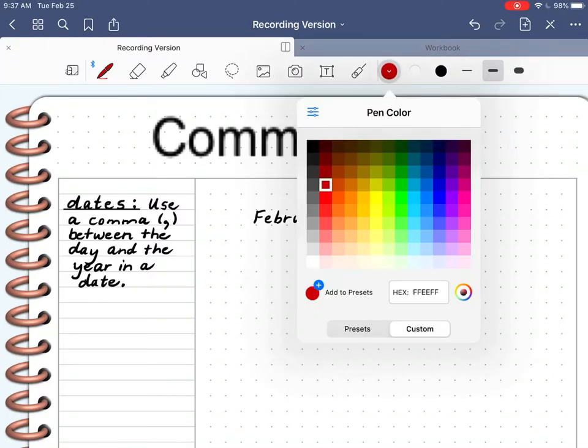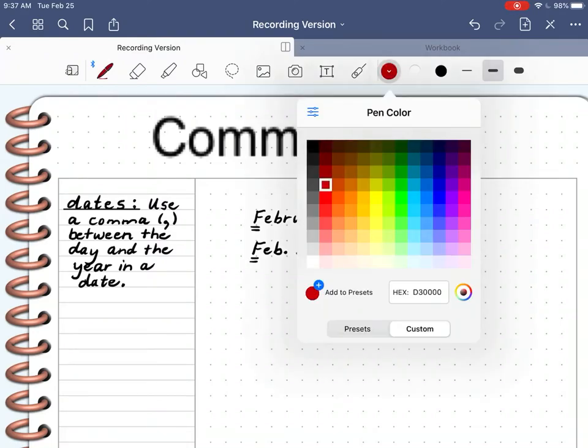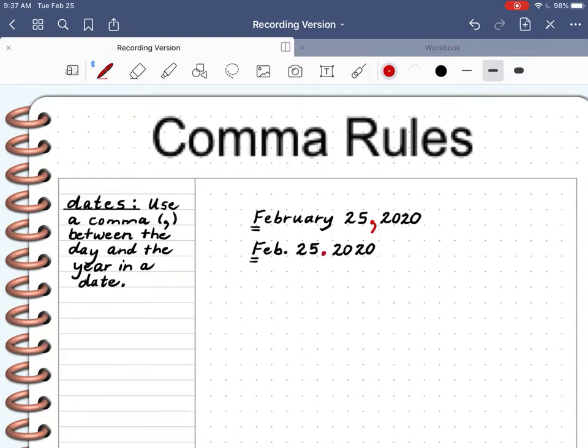I have had the question before from students, what if I abbreviate February? And notice that I'm capitalizing the name of the month. That is always going to happen. Even if you abbreviate, you still use the comma between the number of the day and the year that you're talking about.